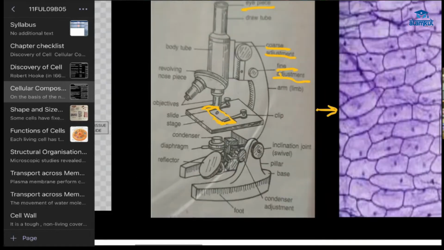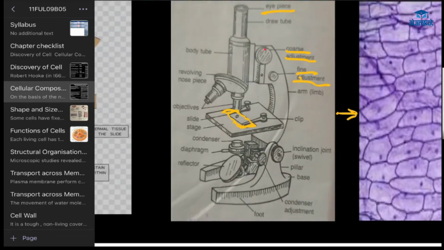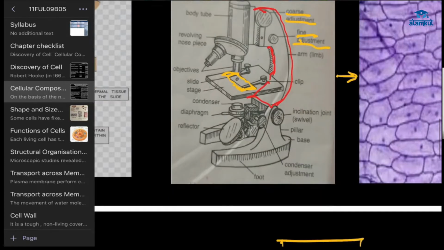Okay. Now this is the arm. This whole thing is the arm. With the microscope, this is the foot. And this is the reflector where the light falls. Okay.